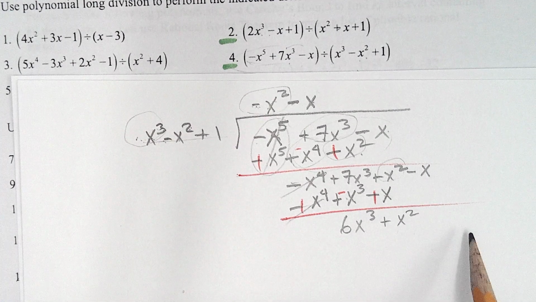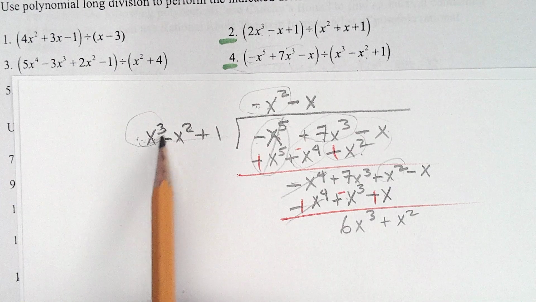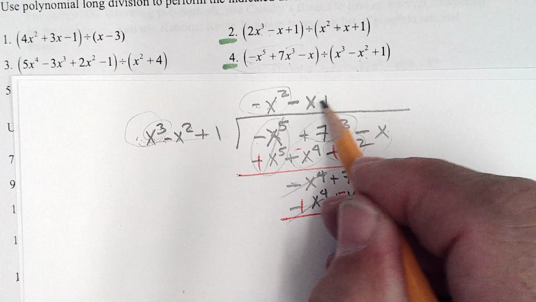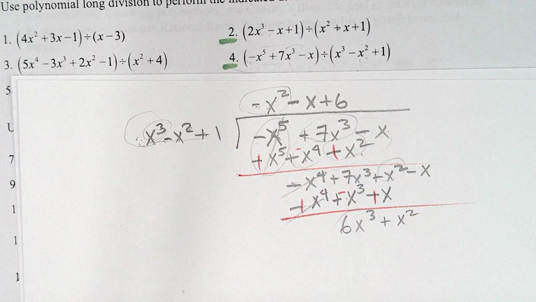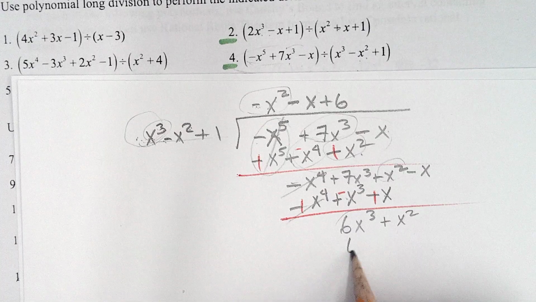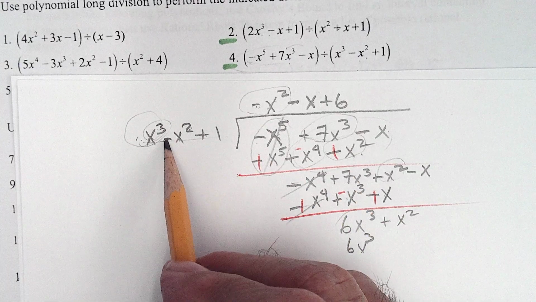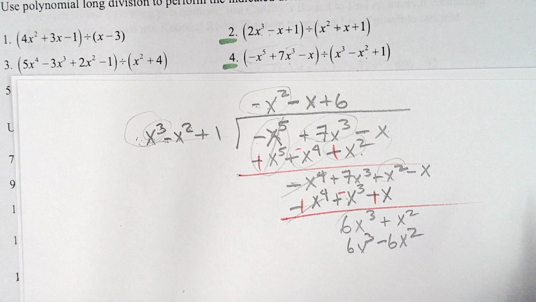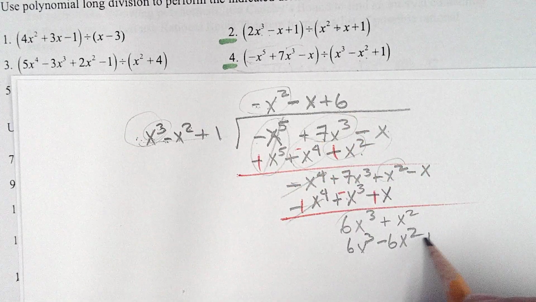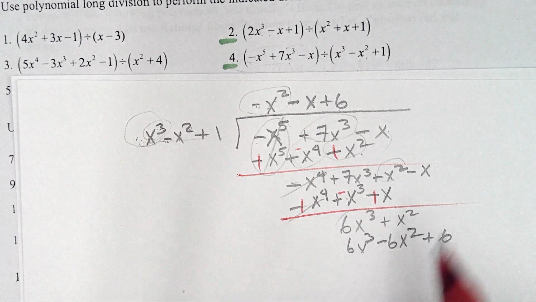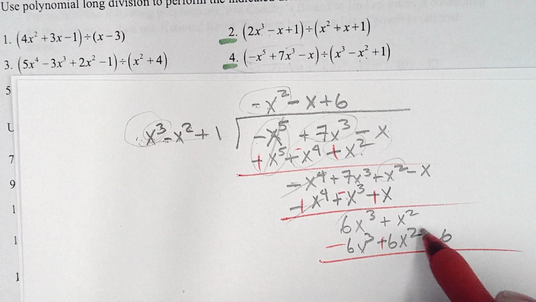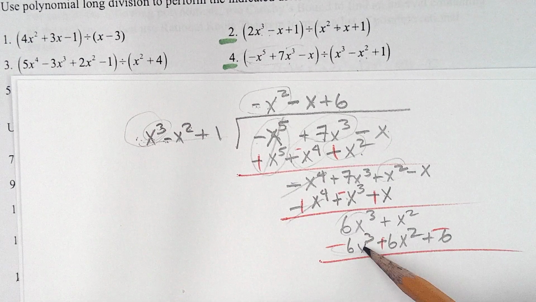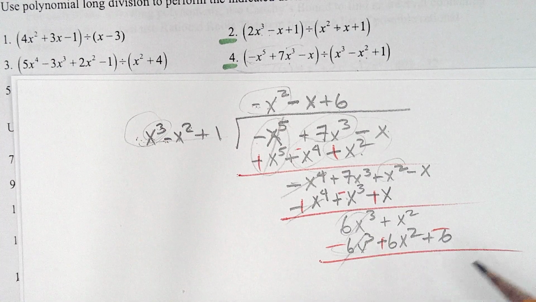Okay, so that's done. What do I take x to the third times to get 6x to the third? I think I have to multiply by 6. 6 times x to the third. Negative 6 times x squared. And plus 6. Draw the line and change the signs. Plus 6x to the third, minus 6x to the third, they're gone, which we hoped they were.